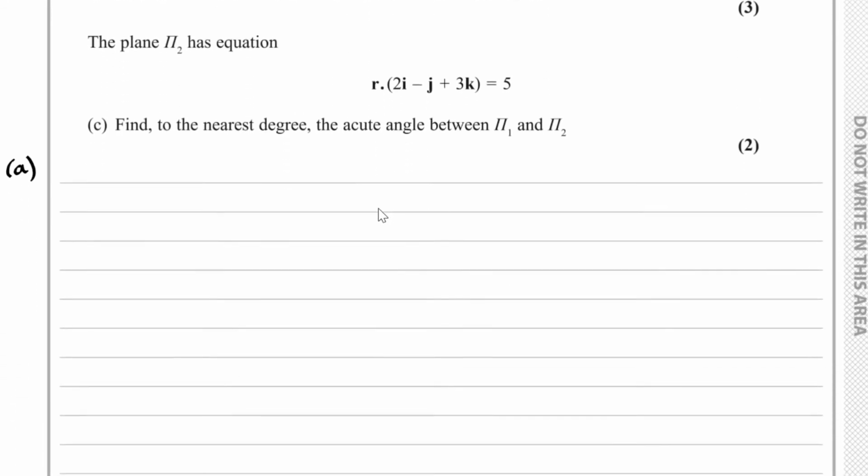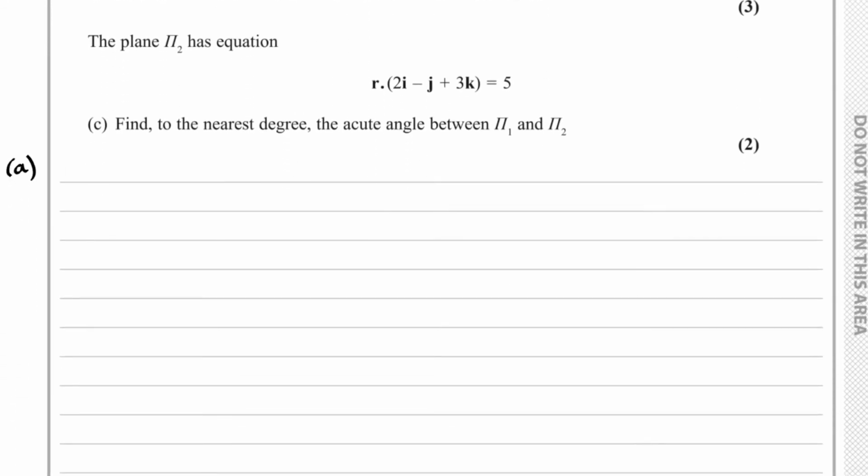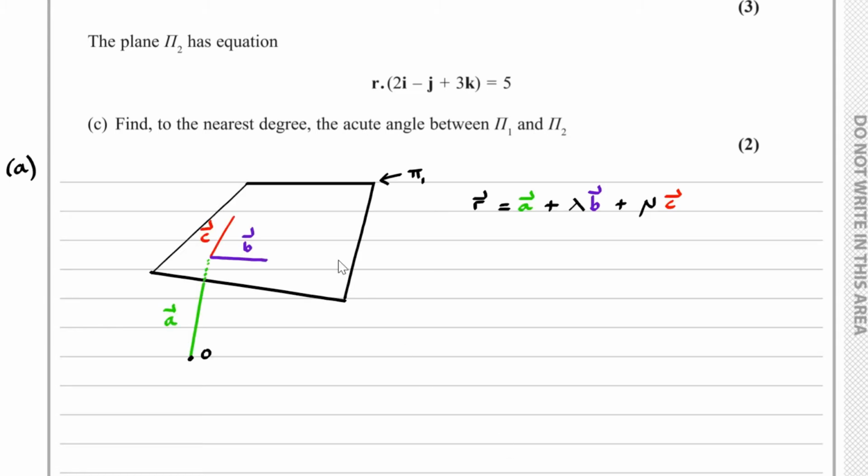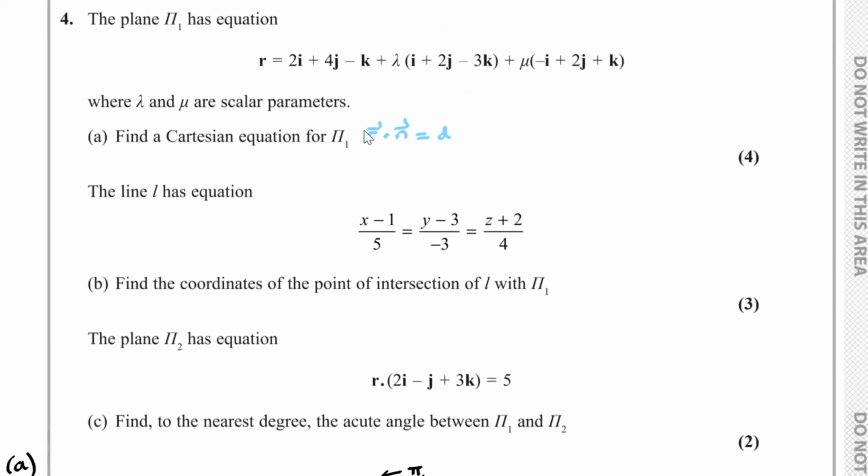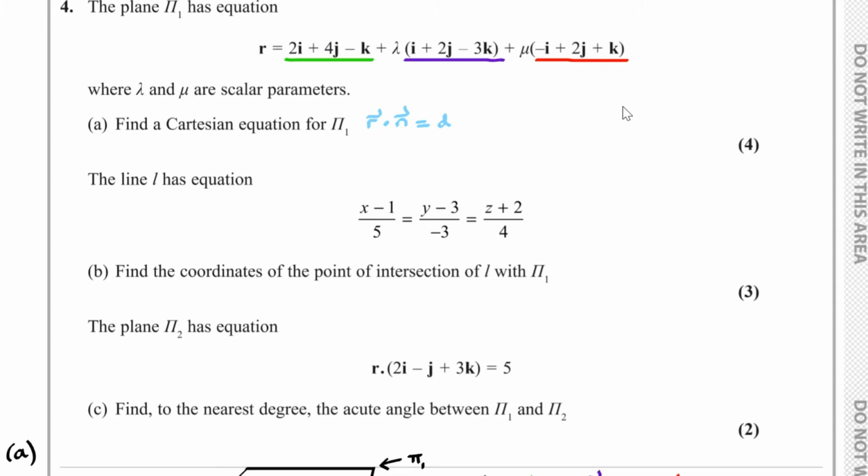So I think it will be a good idea for part A of the question to sketch the plane. So we have our plane here. We have R equals A plus lambda lots of B plus mu lots of C, where hopefully here you can see A, that's equal to 2i plus 4j minus k, B, that's equal to i minus 2j minus 3k, and C, that's equal to minus i plus 2j plus k.